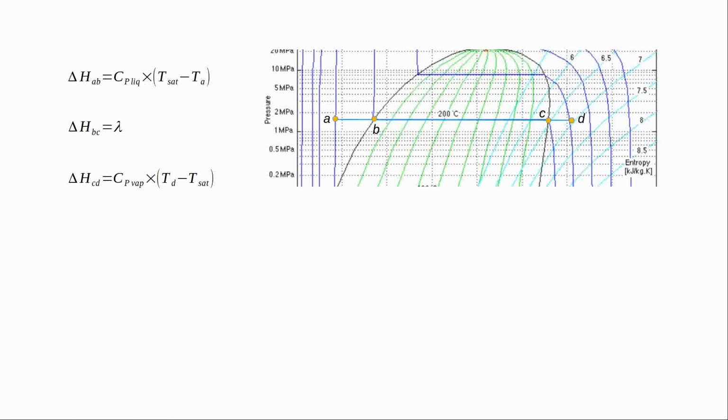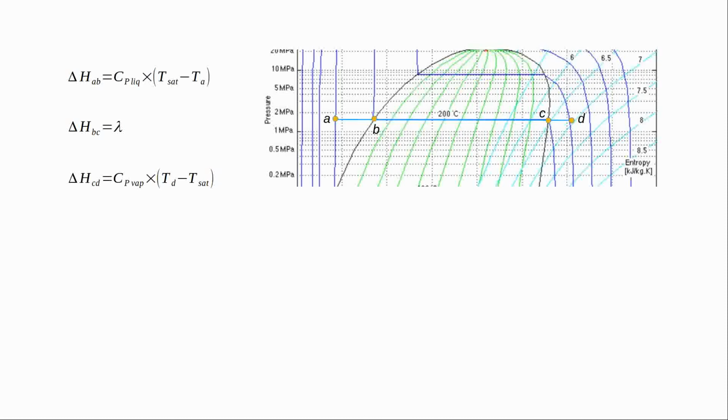Now let's have a look at a pressure enthalpy diagram. If you take a liquid and at constant pressure, heat it up. Let's take point A for example, and at constant pressure, let us heat it up till point B, where the point B falls on the saturated liquid line. The enthalpy required would be the Cp of the liquid multiplied by the saturated temperature minus the temperature at A.